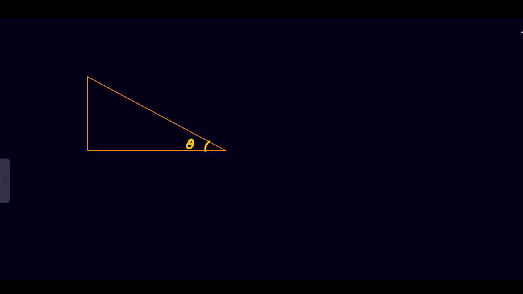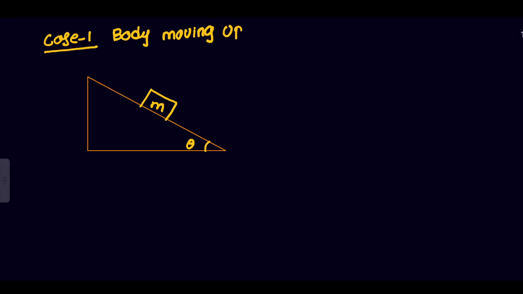Now here this is the angle theta. Let us consider we have some block. The mass of this block is m. Now let us say the body is moving up here. Case 1, we assume that the body is moving in the upward direction. Now if the body moves up, we need to apply some force on this body. That force we are calling F1.